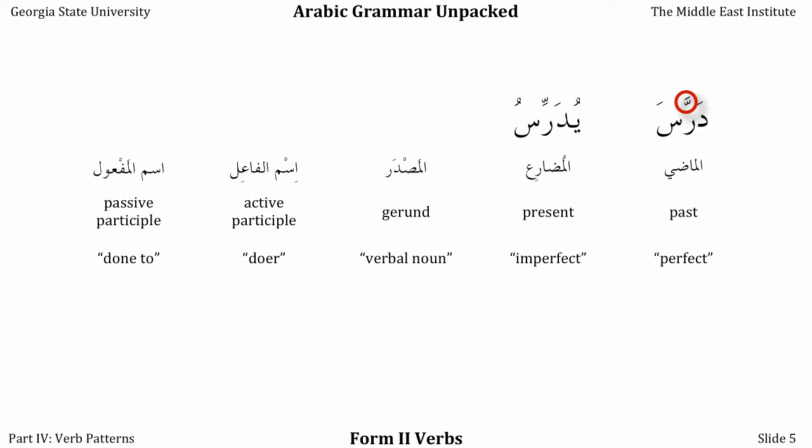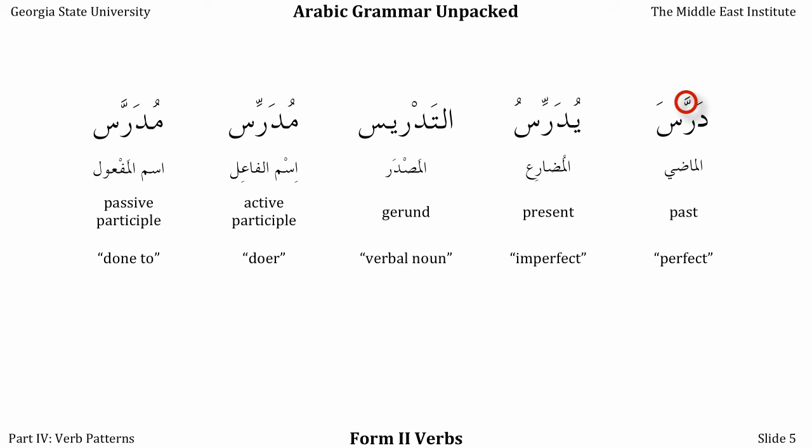The masdar or verbal noun will always have the same pattern, tadris. We have a ta with a fatha, the first root letter with sukun, the second root letter, the long vowel ya, and then the third root letter. The ism fa'il always takes this form, mim with a dhamma, letter number 1 with fatha, letter number 2 with shadda and kasra, letter number 3, mudarris. A mudarris is a teacher.